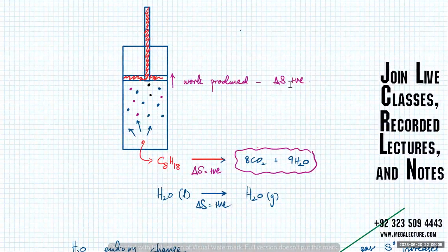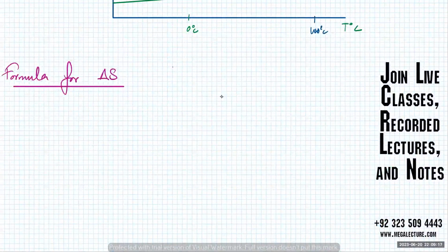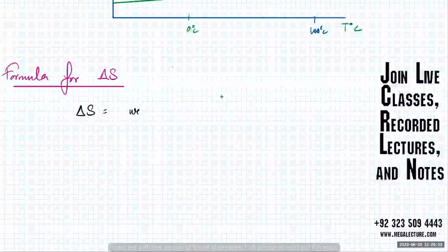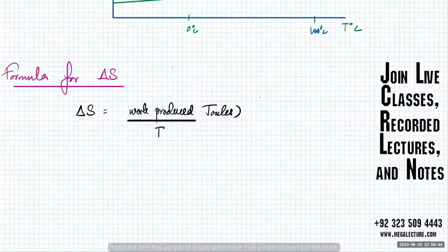Yep. So based on this thing, we're going to figure out what the formula is. So the formula is simple. So the formula is entropy change is the work produced at a particular temperature, or at a fixed temperature. That's what entropy change is. The work produced is in joules, and this is in kelvins.